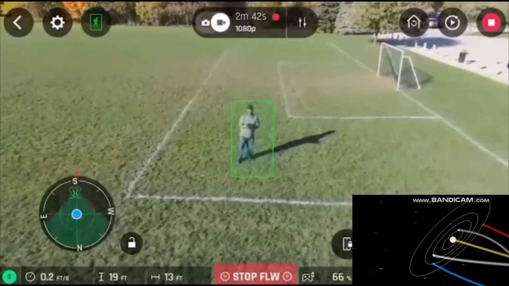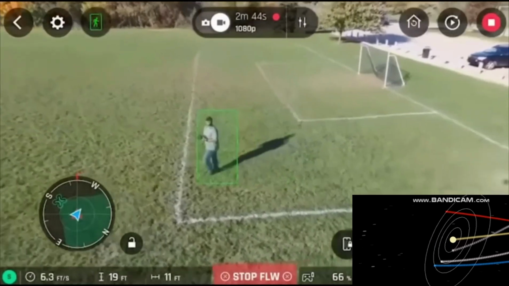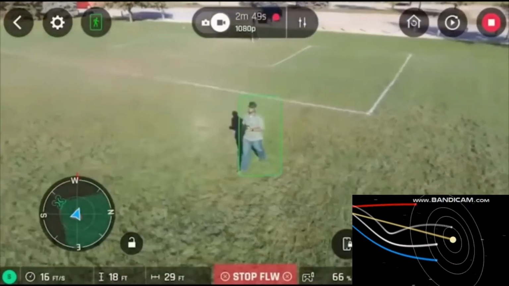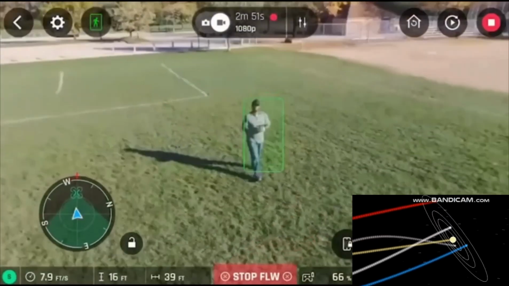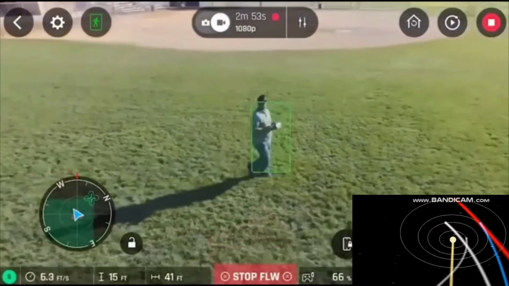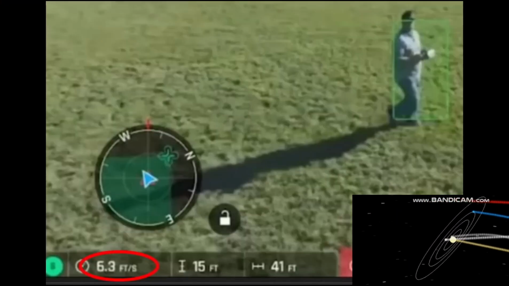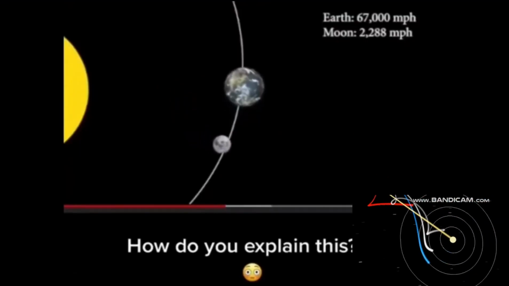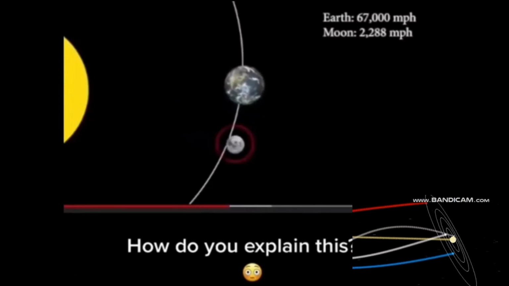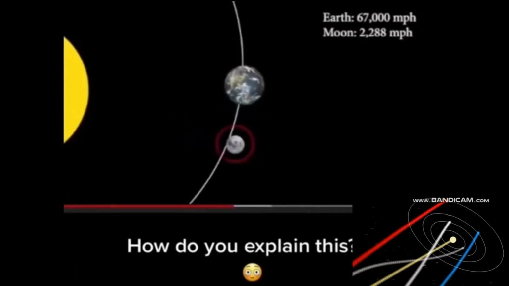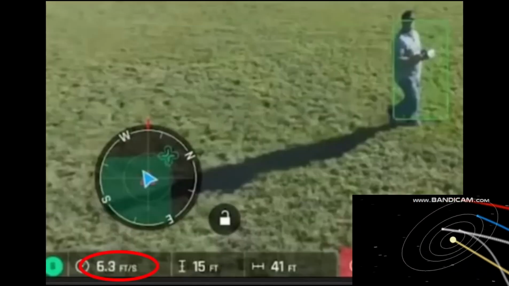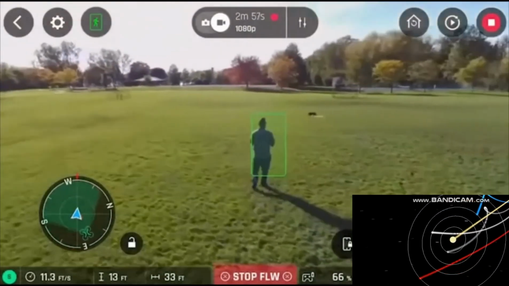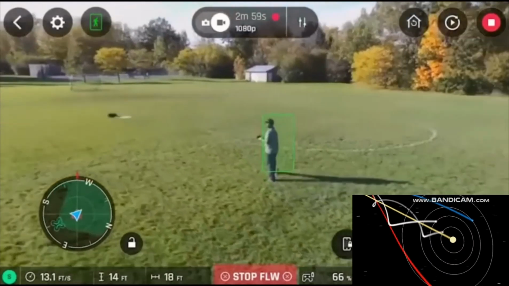Okay, so we've got that. Now, as I'm moving, I can rotate or orbit myself. And again, this is whatever your subject is. Whatever you're tracking. I just so happen to be tracking myself, so I am orbiting myself.